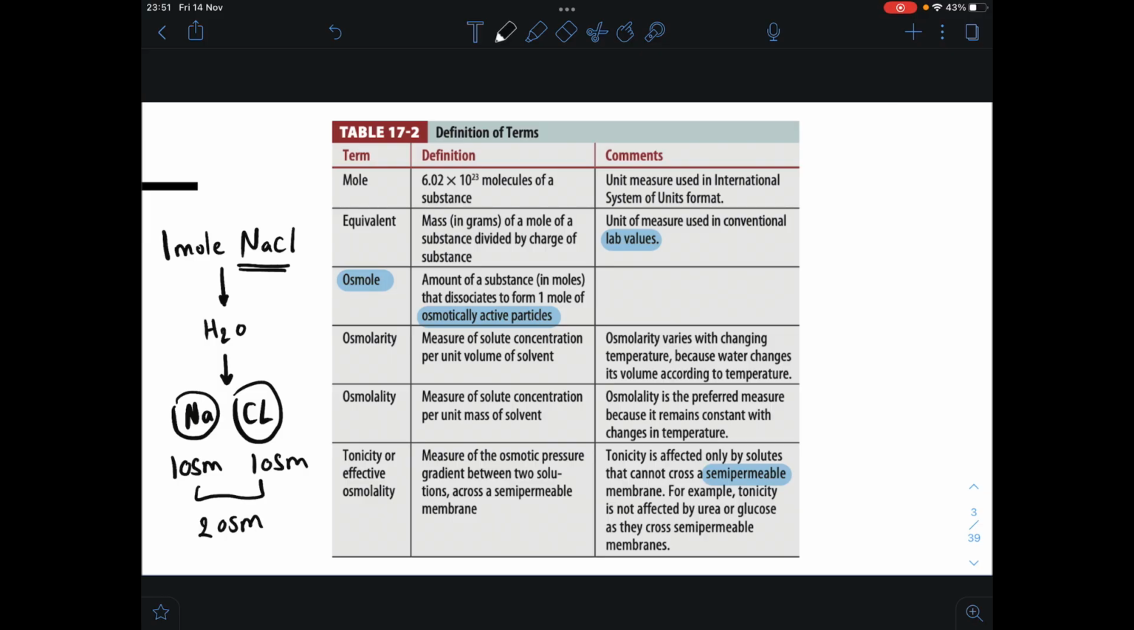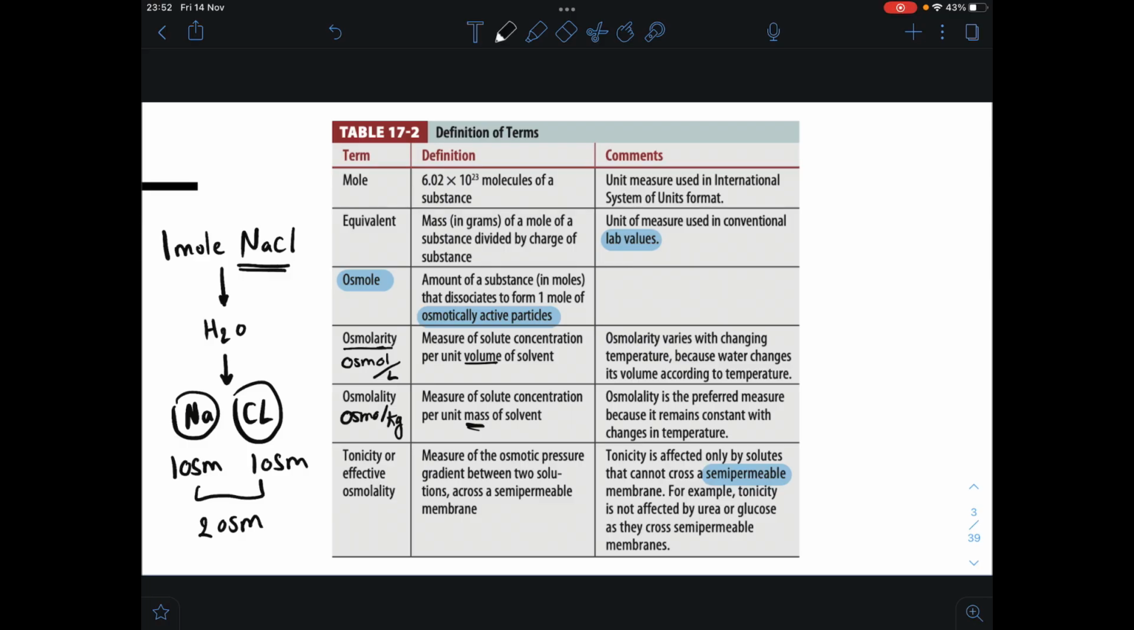And so therefore, osmolarity is the number of osmoles. Remember, in osmolarity there's an R, as in liters. So it's the number of osmoles per liter of volume of solution, while osmolality is the number of osmoles per kg of solution, per mass of solution.